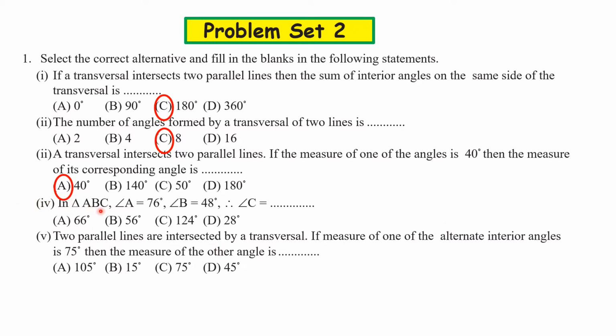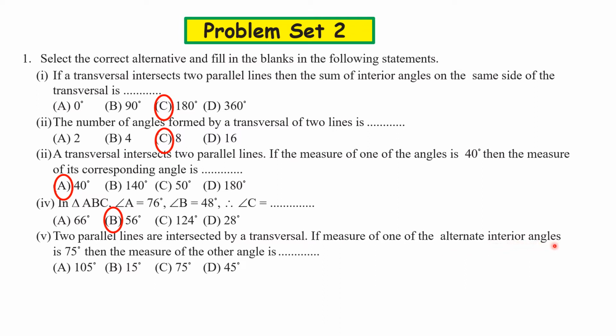In the triangle, angle A is equal to 76 degrees, angle B is equal to 48 degrees. Therefore, angle C: the sum of all angles of a triangle is equal to 180 degrees, so we subtract the sum of angle A plus angle B. The answer is 56. That is alphabet B.